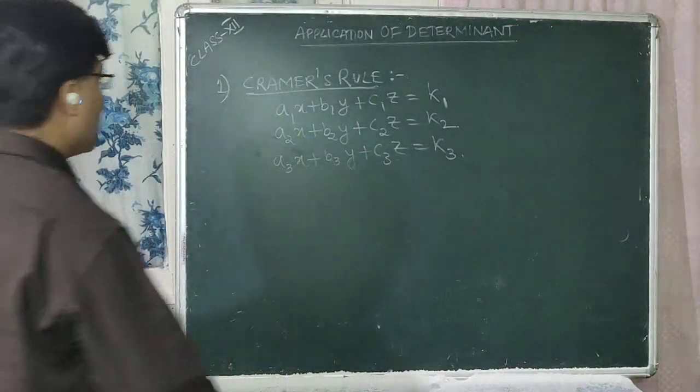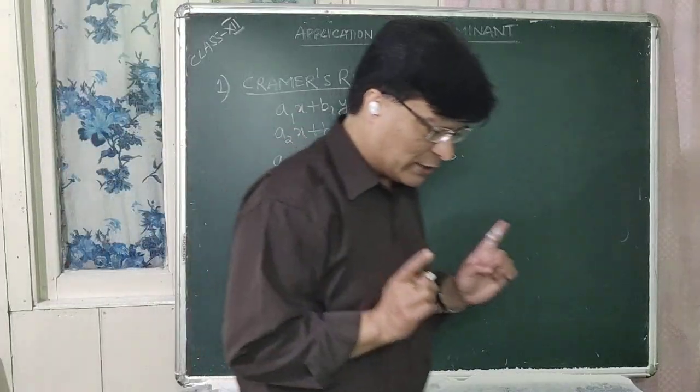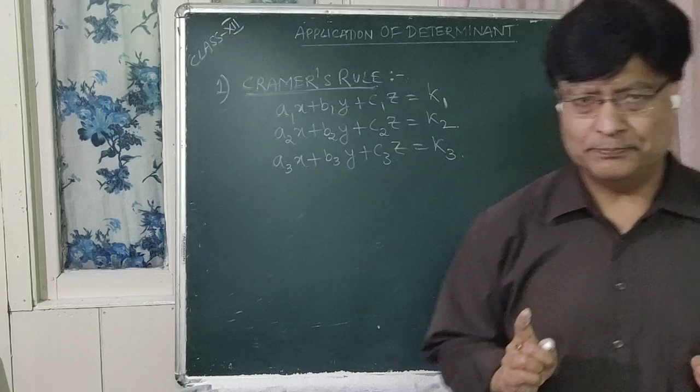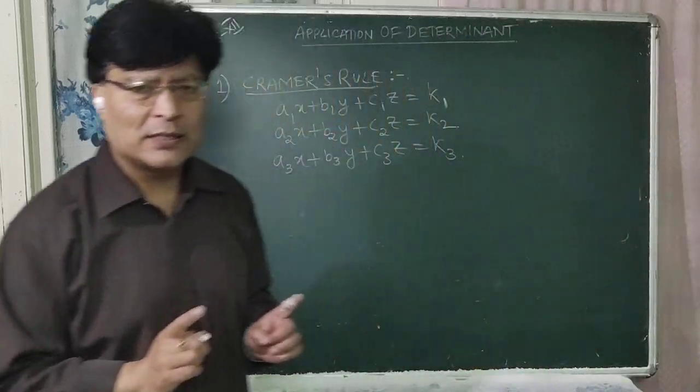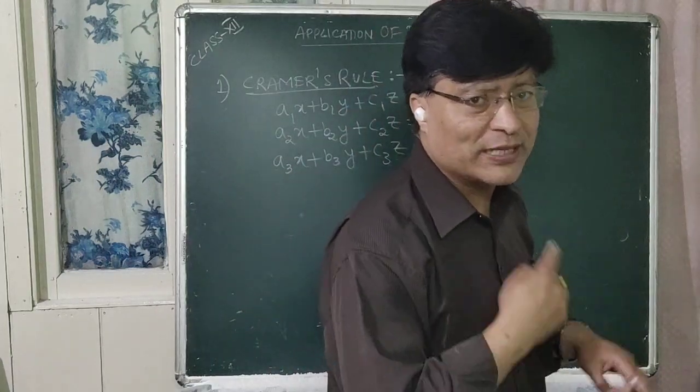Okay. So now here also you have to write down the determinant. I already told you that the constant terms, which are free from x, y and z, you always have to write on the right hand side.